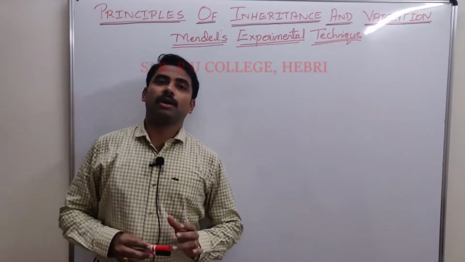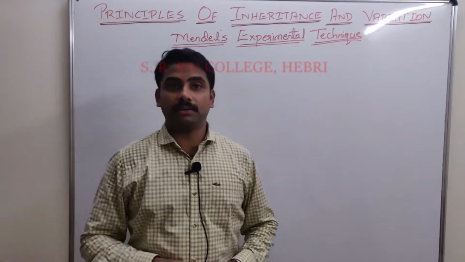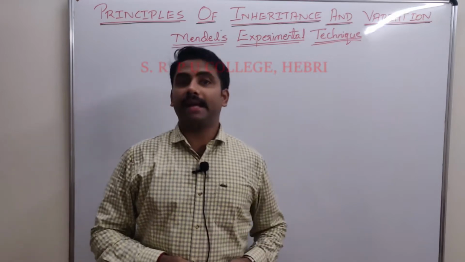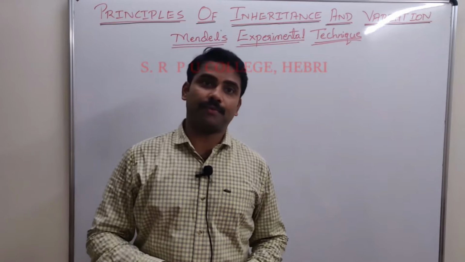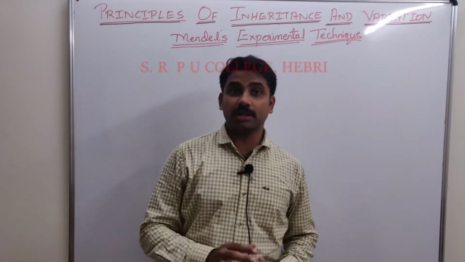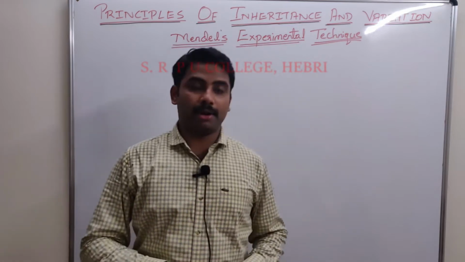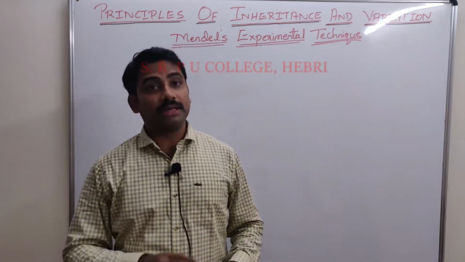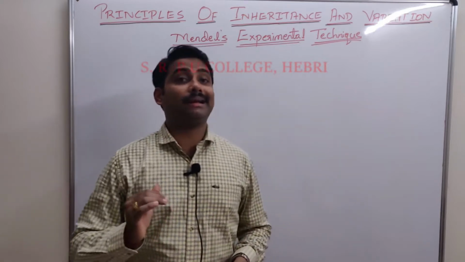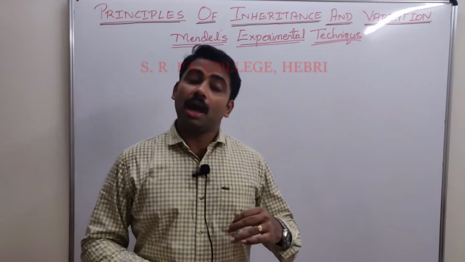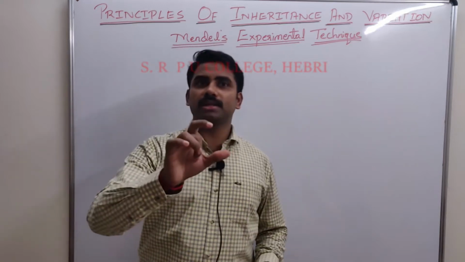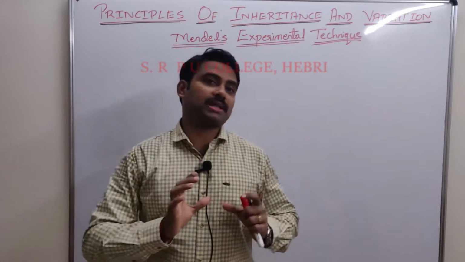Students, already in your lower class in the 10th, in the chapter Genetics and Evolution, you studied about the different experiments performed by Gregor John Mendel, like monohybrid cross, as well as dihybrid cross. In second PU, in this chapter, once again you are going to discuss the same but in a little more detail. Here, apart from monohybrid cross and dihybrid cross, you are going to discuss a few other different crosses also.